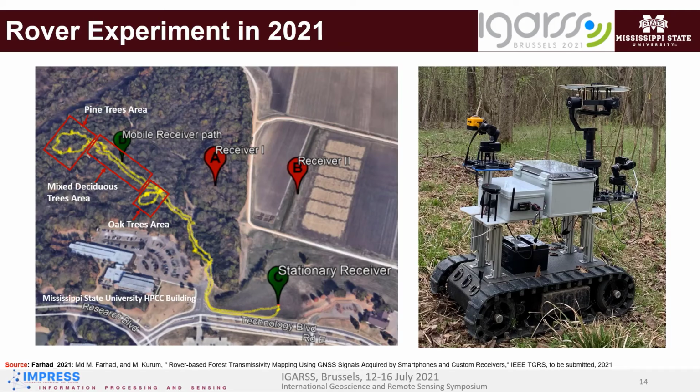The figure on the left shows the site map where we performed our experiments. The red markers A and B represent the stationary receiver experiments in the forested area and open area. The yellow line represents the path of the rover that navigates under the forest canopy while receiving attenuated GPS signals. The image on the right shows the rover equipped with a GPS receiver.